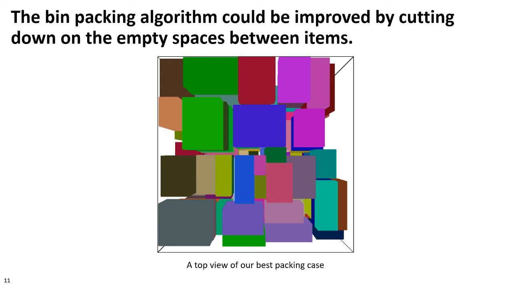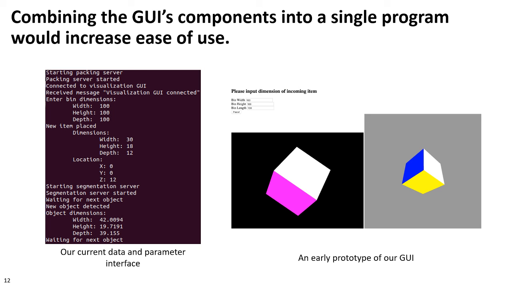For our bin packing algorithm specifically, we could update how items are placed to minimize the amount of space left between items. As you can see, even our best case packing leaves a good amount of space between the items that we could certainly cut down on. More accurate simulations, as mentioned on the previous slide, could potentially help with this process. Finally, as has been mentioned previously, the two aspects of our GUI could be combined into a single program to improve ease of use and readability.